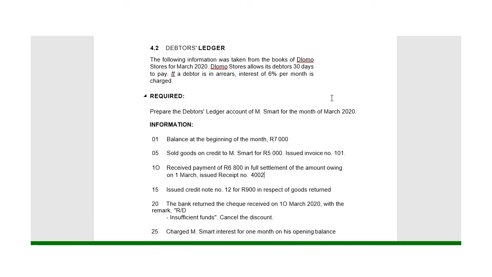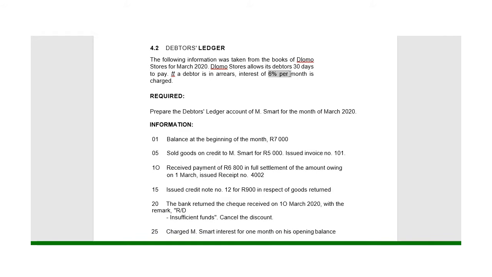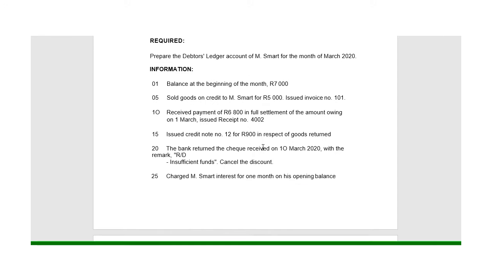For March 2020, they allow 30 days to pay. If a debtor is in arrears, interest of 6% is charged. Okay, so that later on I may need it, let's just highlight it. Prepare the debtors ledger for M Smart. Only one debtor, and it starts off by giving me his balance. Like with the general ledger, with the debtors or creditors, I must always look for the opening balance. And that was his opening balance.